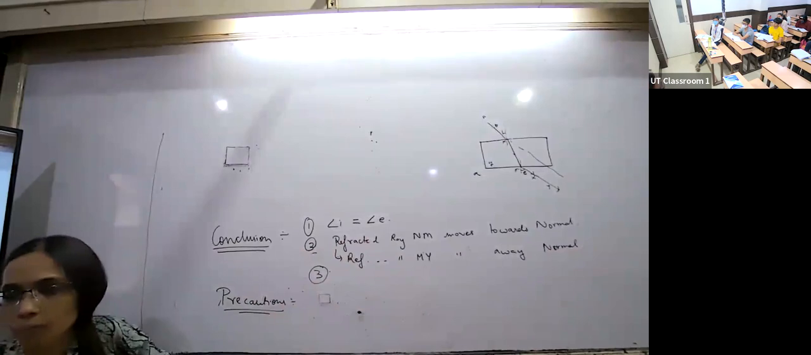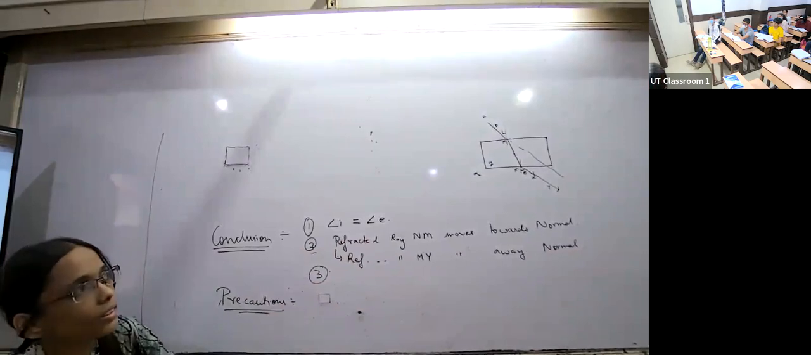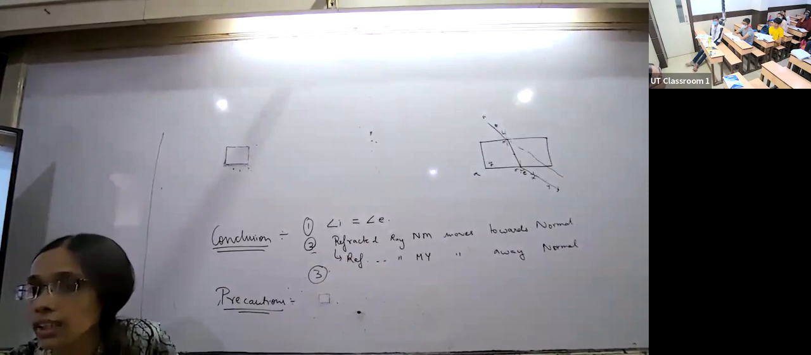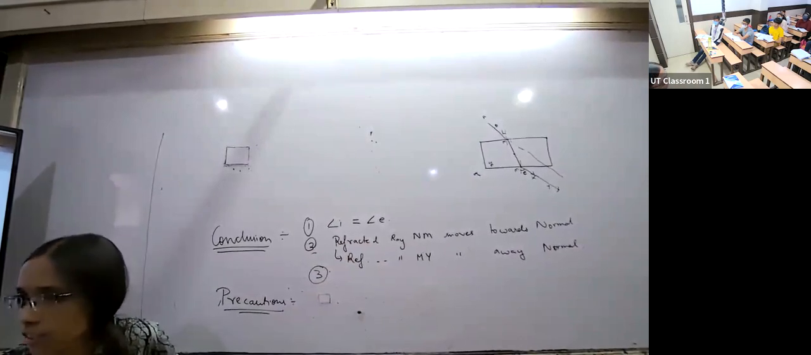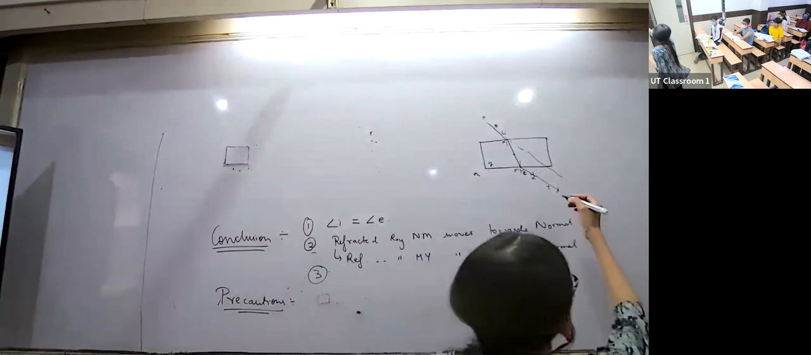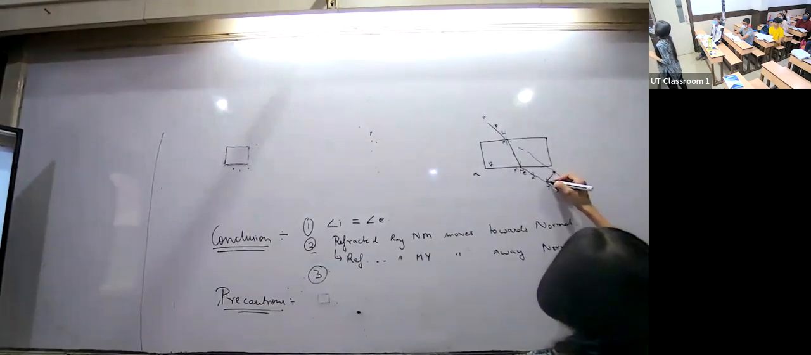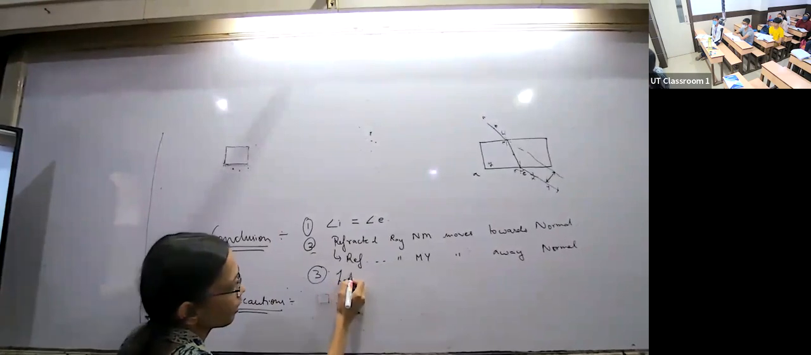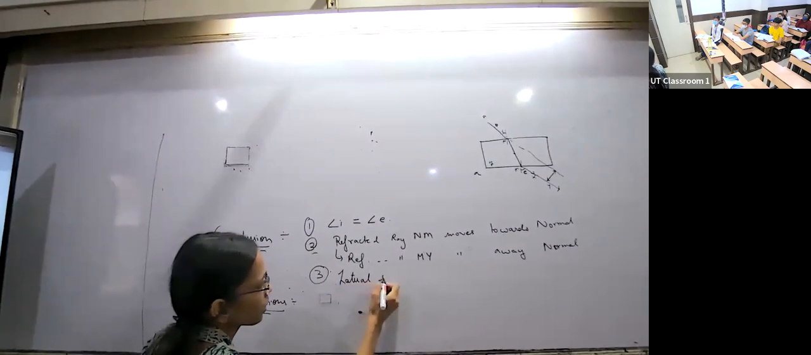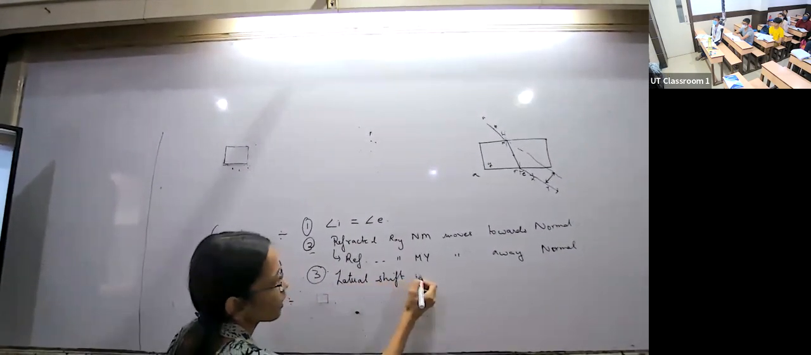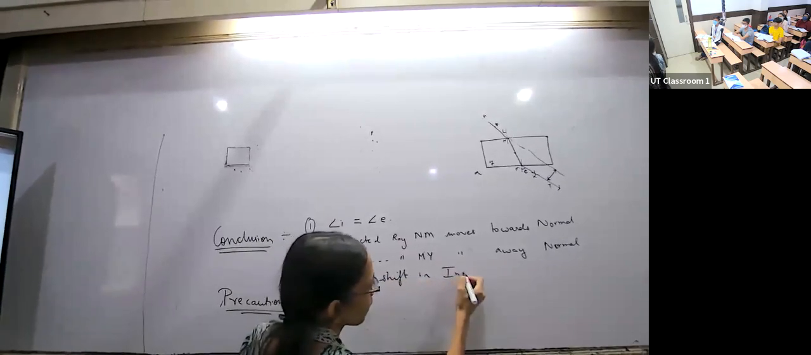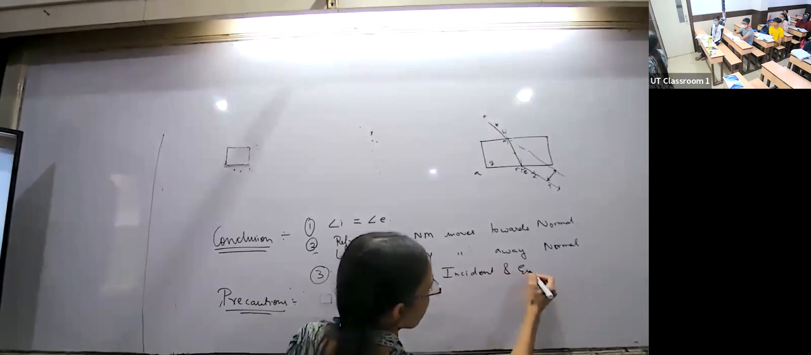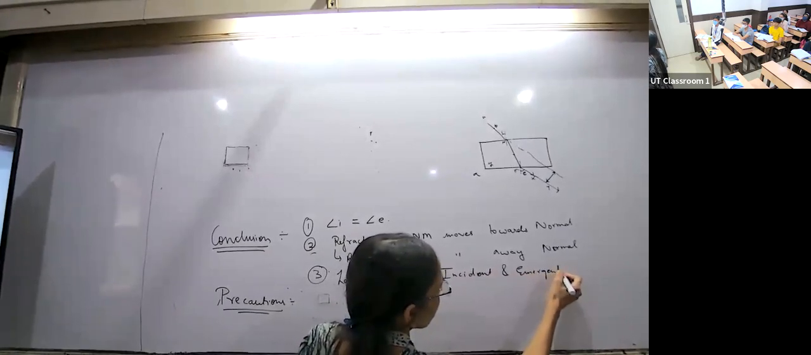The emergent ray is parallel to the incident ray. That's a very important thing. And what do we call that as? Lateral shift. So there is lateral shift. So we call this as lateral shift in incident and emergent ray.